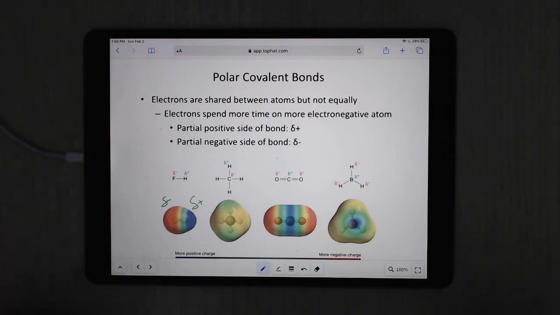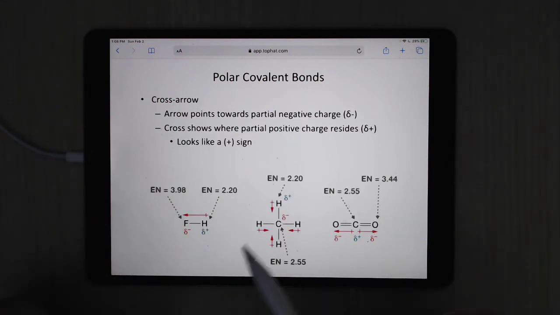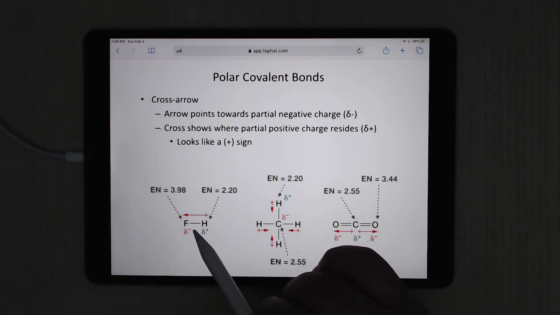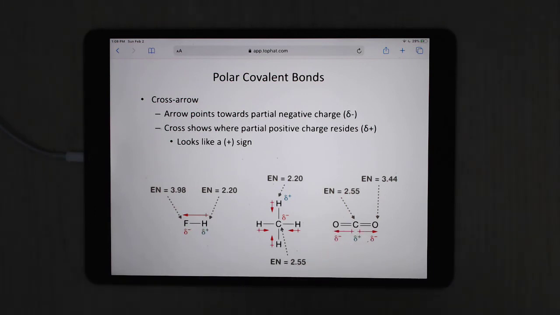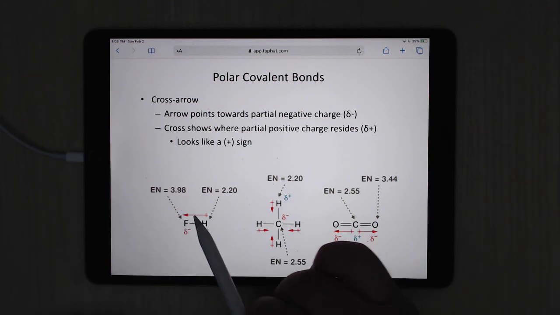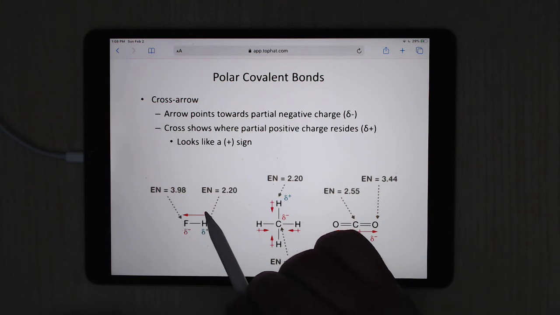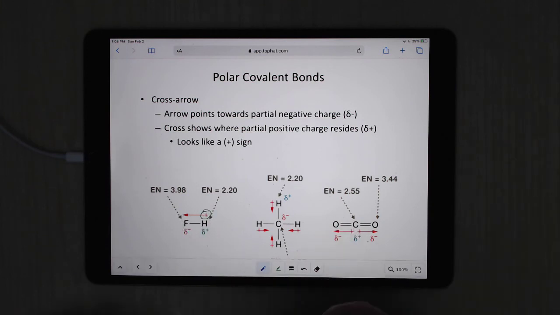That would indicate which side it's on. The other way you could do it is with this arrow. Okay, and so it's a double. You don't see this very often. It's pretty much just for this part. Usually we use the little deltas, but it's totally fine. The arrow points towards the negative side, and then the other side is going to have a crosshatch. And I always thought that looked like a positive.